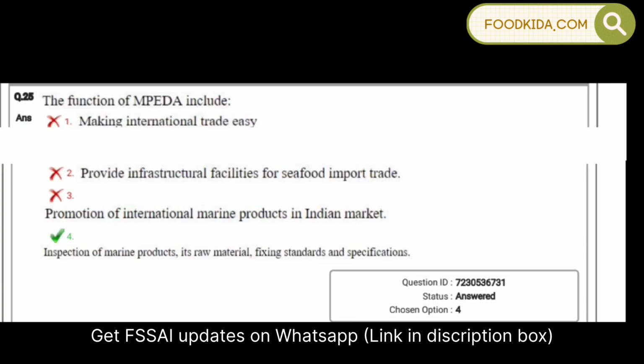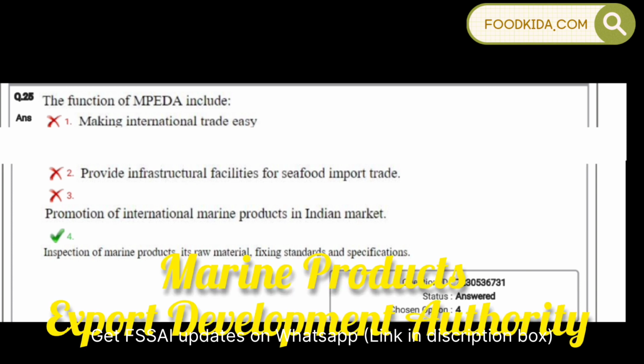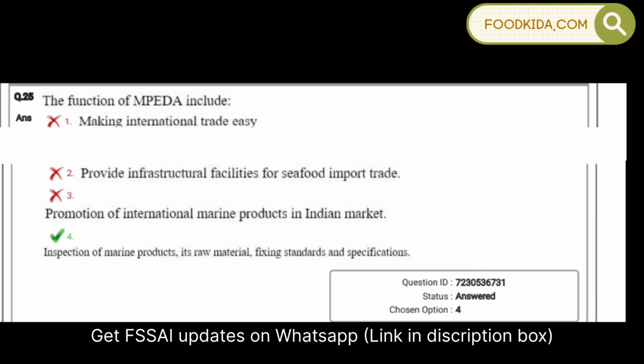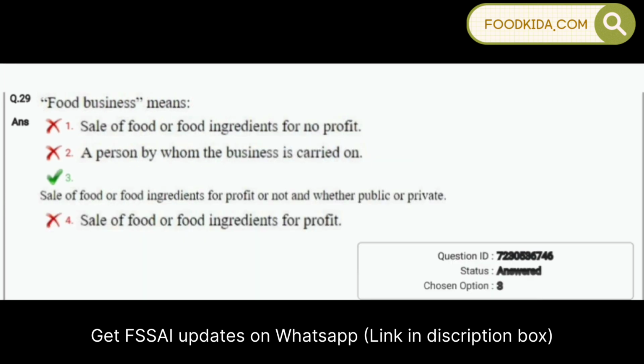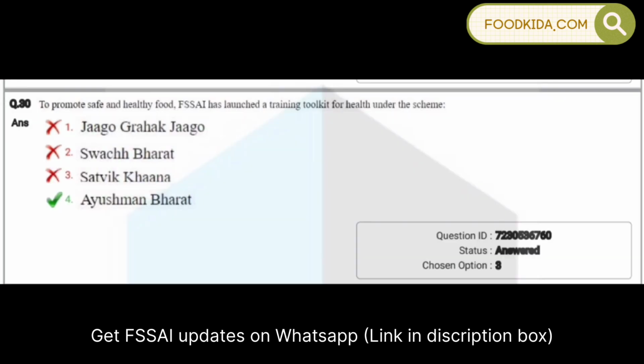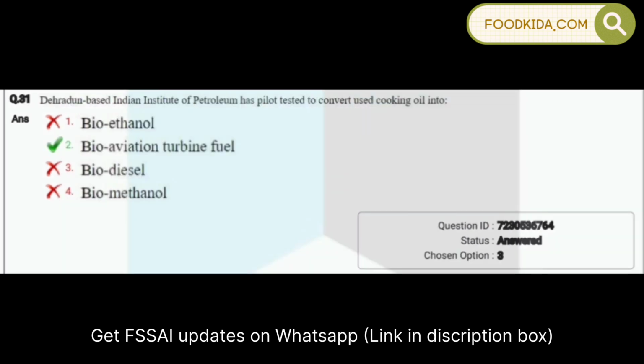Now, what is the function of MPEDA? Its function is inspection of marine products, their raw material, and fixing standards and specifications. Risk assessment is the process that includes evaluation of policy alternatives. Now, food business means sale of food or food ingredients, for profit or not, whether public or private. Next question: to promote safe and healthy food, FSSAI has launched a training toolkit for health under the scheme of Ayushman Bharat. The Dehradun based Indian Institute of Petroleum has pilot tested converting used cooking oil into bio-aviation turbine fuel.